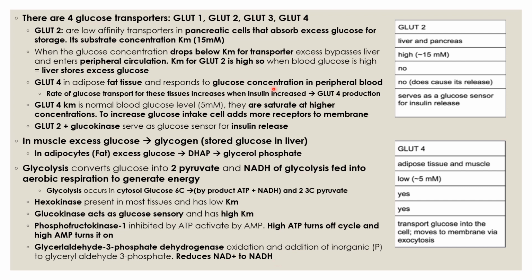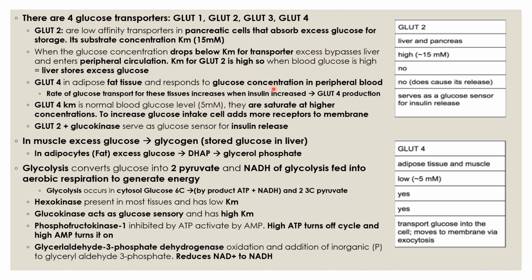So we're gonna be speaking about glucose transporters, but today we're gonna focus only on two. There are four glucose transporters: GLUT1, GLUT2, GLUT3, and GLUT4. Today we're only gonna focus on GLUT2 and GLUT4.